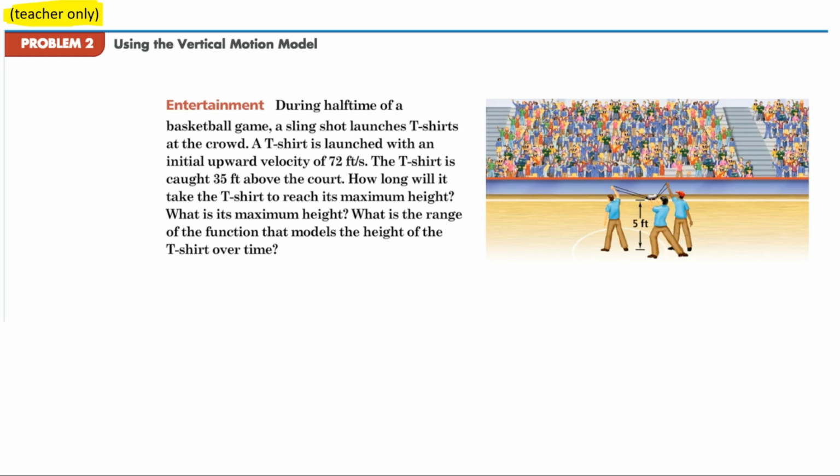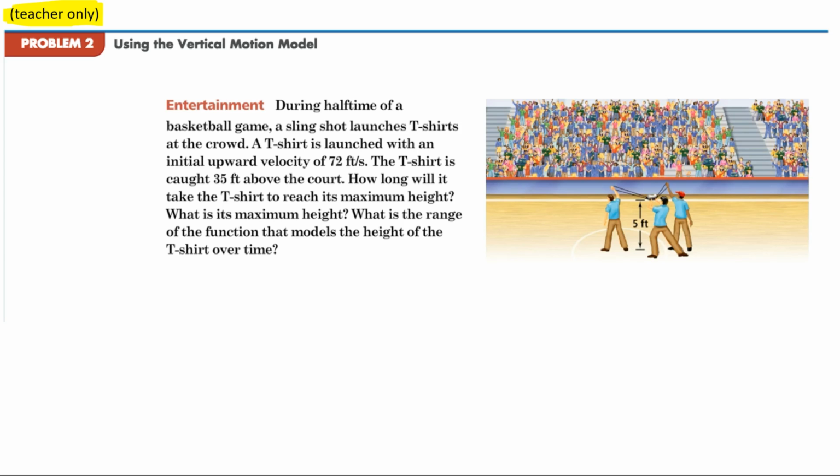All right, so during halftime of a basketball game, a slingshot launches t-shirts at the crowd. A t-shirt is launched with an initial upward velocity of 72 feet per second. The t-shirt is caught 35 feet above the court. How long will it take the t-shirt to reach its maximum height? What is its maximum height? What is the range of the function that models the height of the t-shirt over time?